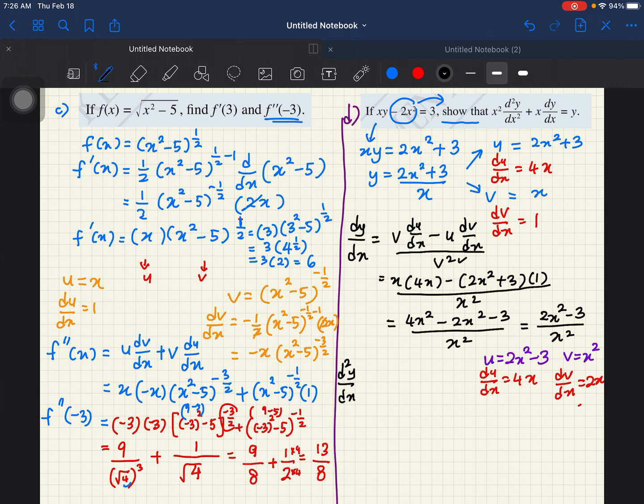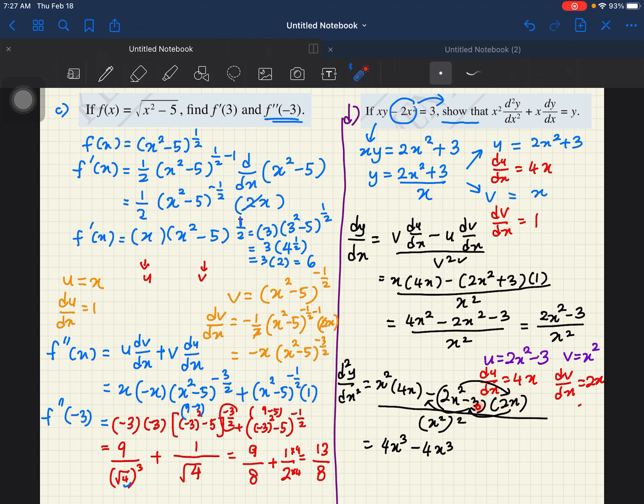D squared y over dx squared is equals to, we are using v tadi, x kuasa 2. Darab du dx is 4x. Minus u is 2x kuasa 2 tolak 3. Darab dengan dv dx is 2x. Over v kuasa 2 kita adalah x kuasa 2 lagi. Okay. So, kita dapat 4x kuasa 3. 2x kuasa 2 darab 2x jadi tolak 4x kuasa 3. 2x negatif 3 nanti darab pula dengan negatif.